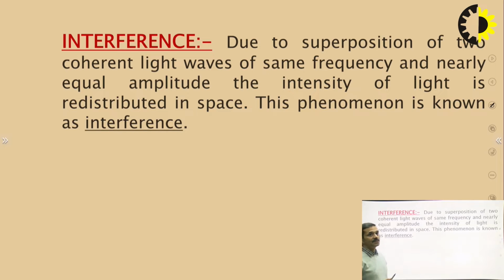Interference is due to superposition of two coherent light waves of the same frequency and nearly equal amplitude. The intensity of light is redistributed in space, and this phenomenon is known as interference. Redistribution means that at some points intensity will be maximum and at other points intensity will be minimum. So we have a pattern in the form of intensity.